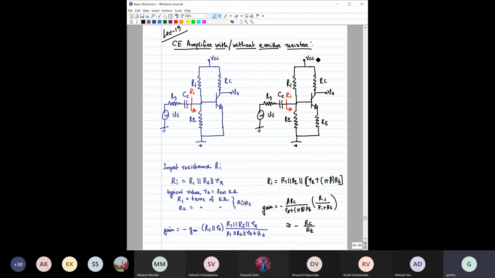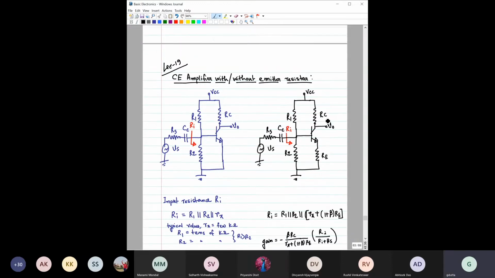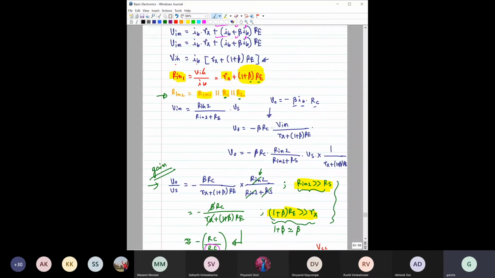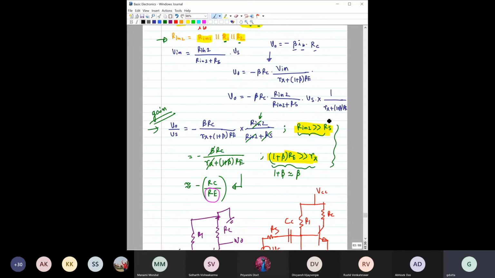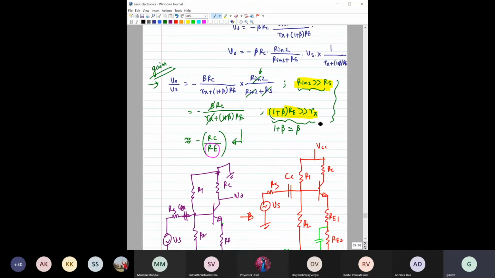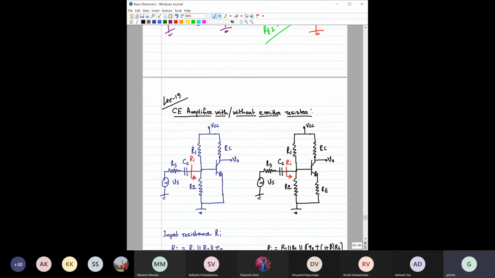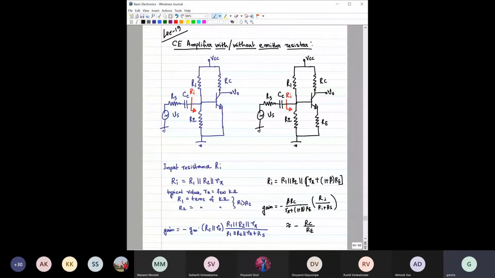Right. So in the last class, we were discussing the CE amplifier, right? First we discussed the CE amplifier without the emitter resistance, and then we also saw what will happen if we introduce a resistor at this emitter terminal, like this is RE, right? I think we have discussed those things in quite some detail, and we have seen a couple of things. I am not going to go back to those things. It has already been covered in the last class, right?